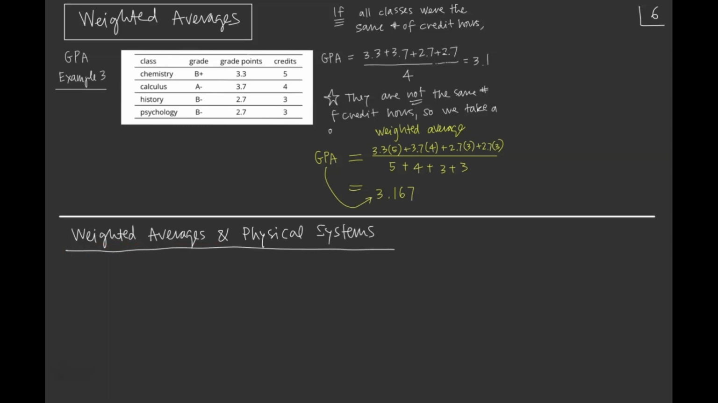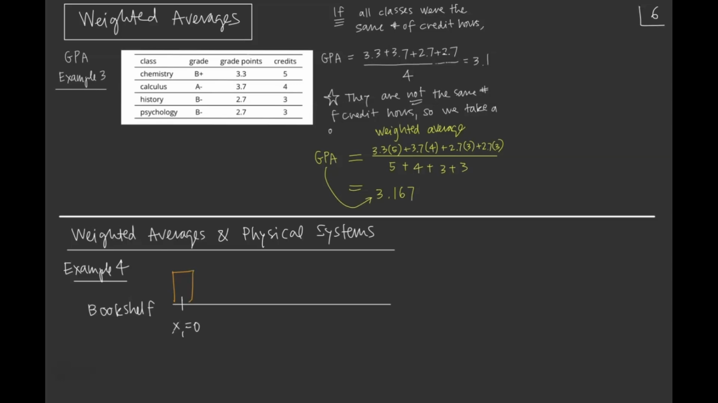So say that you had a bookshelf, and this will be example 4. So you have a bookshelf and you have 4 books on this shelf. At the first position, we'll call it x1 equals 0, we have a book that is 2 pounds. And then at the position x2 equals 2, we have a book that is actually 3 pounds.